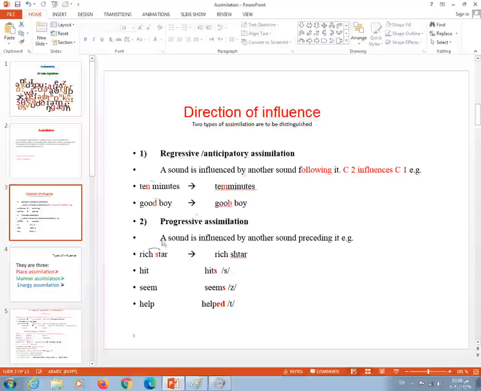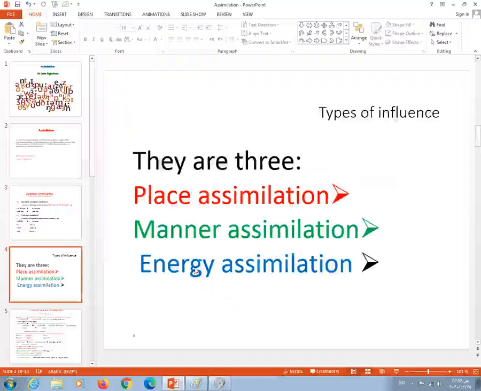فاحنا كده عندنا two kinds of assimilation in terms of direction. من ناحية الاتجاه بتاع مين بيأثر على مين. Okay? So if consonant 2 influences consonant 1, we call it regressive. Okay? So it's backward. If consonant 1 affects consonant 2, as in these examples, we call it progressive.